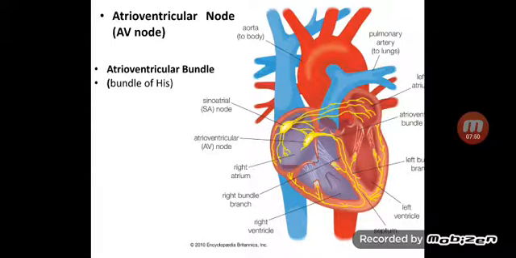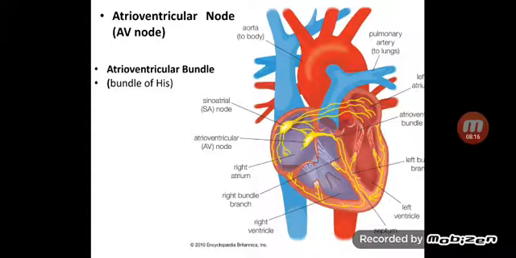Then this bundle descends shortly in the membranous part of the ventricular septum, meaning in the upper part. As you see in this slide, it shortly descends in the membranous part, then it is divided into two branches in the muscular part: the right bundle branch to the right side and the left bundle branch to the left side.